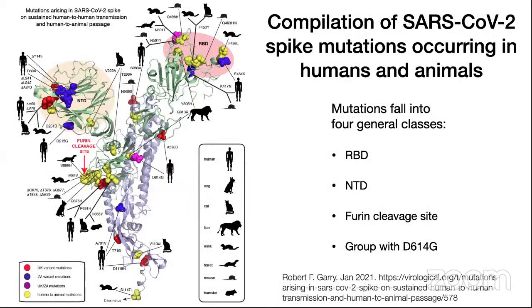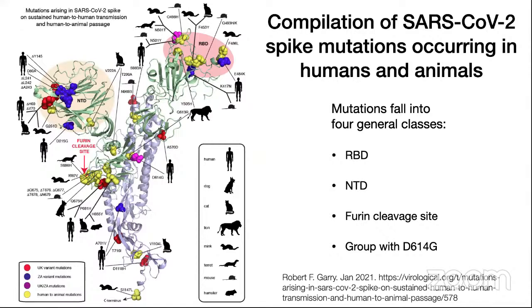So in these slides, we have a compilation of mutations that have arisen in SARS-CoV-2 spike due to sustained transmission. This was compiled in January, so more have emerged meanwhile, but you see that mutations fall into 4 general classes. Those that affect the receptor binding domain, which are of importance because some may provide both immune escape and a fitness advantage. There are some that occur in the amino terminal or NTD domain, in yellow, which is the portion most exposed of the virus surface.